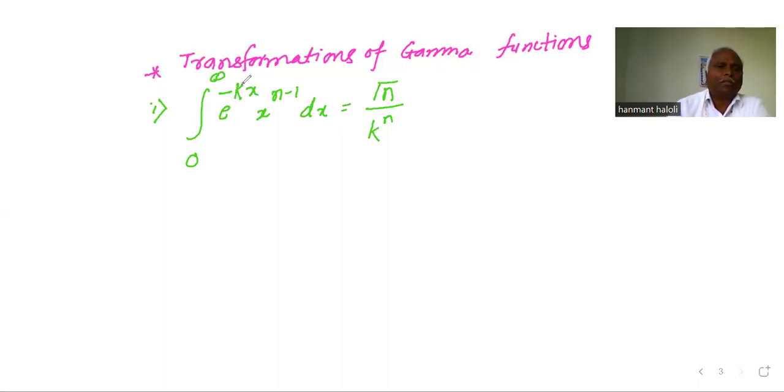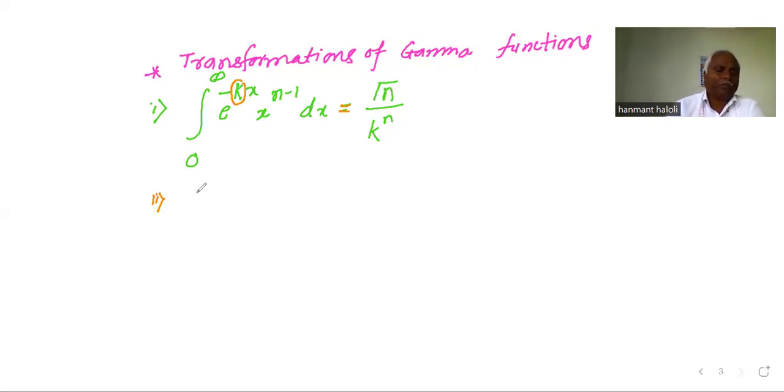Now here the standard formula is k equal to 1. K equal to 1, you get the gamma function. If in place of e raised to minus x, any other number k is there, that time this gamma function can be written as gamma n upon k raised to n. This is one important formula, so you can transform integrals into gamma functions.